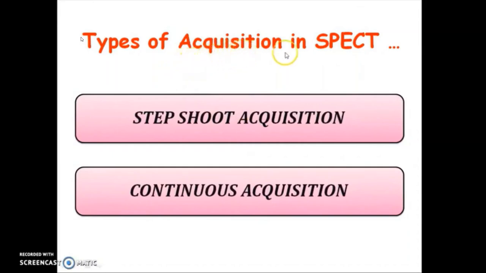In terms of acquisition in SPECT, there are two techniques. One is called step and shoot acquisition, the other is called continuous acquisition.